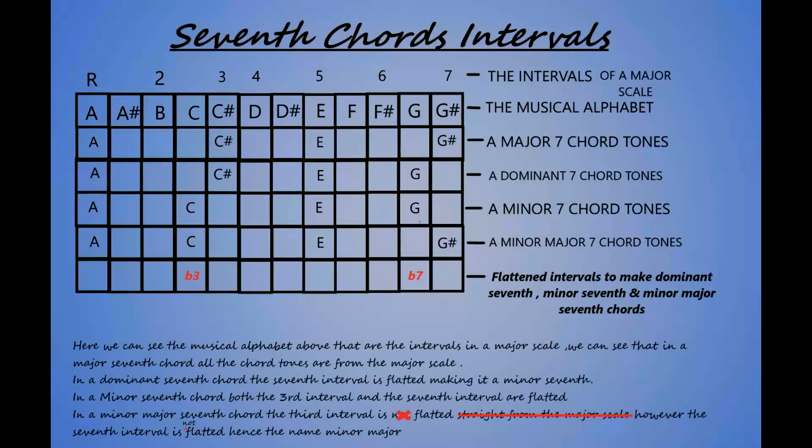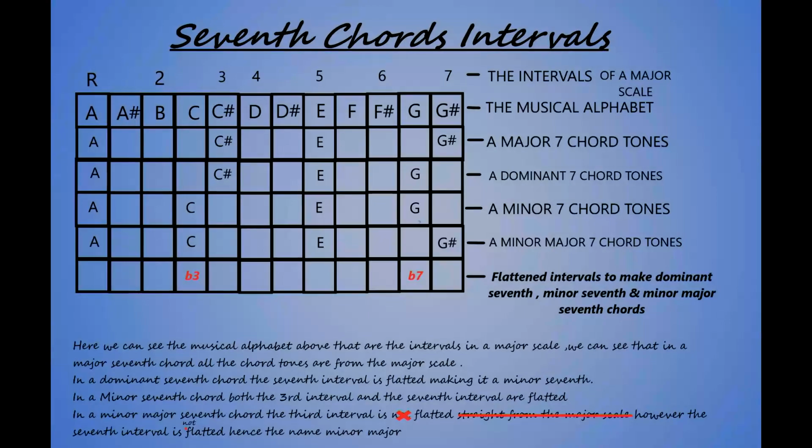The next one, a minor seventh, has an A as the root. It's got a C, which is a flattened third or a minor third. It's got an E note, which is the fifth, and then it's got a G note, which is the flattened seventh. So a minor seventh has a flattened third and a flattened seventh.